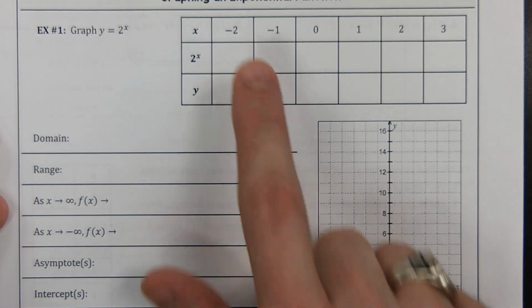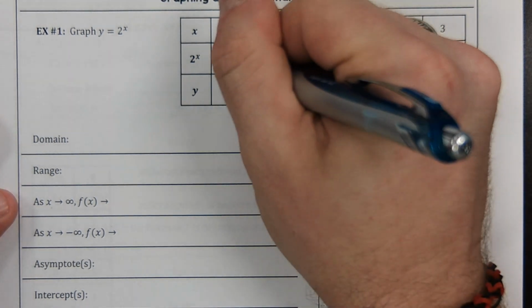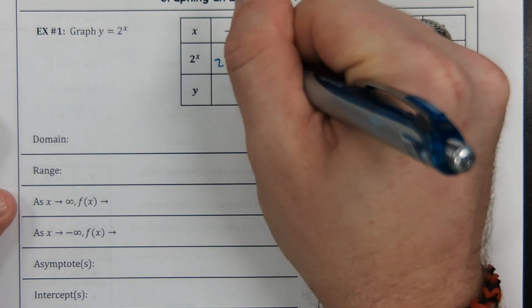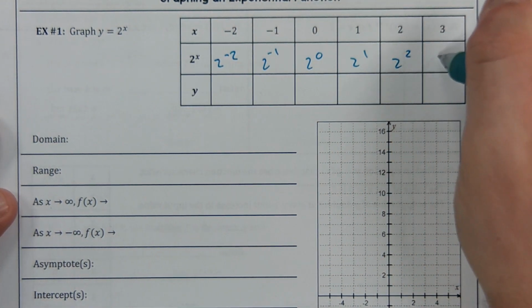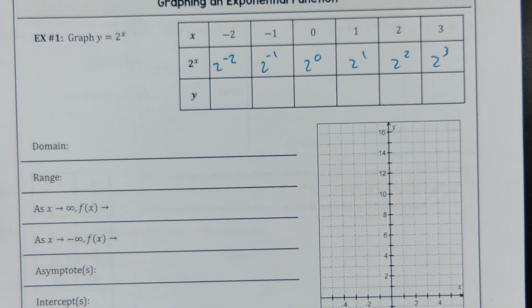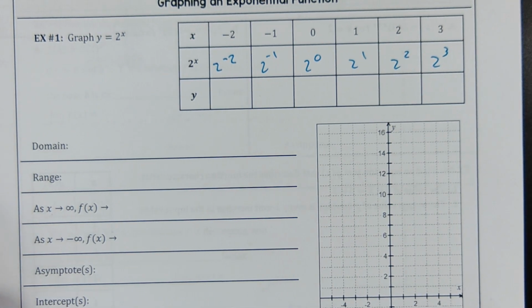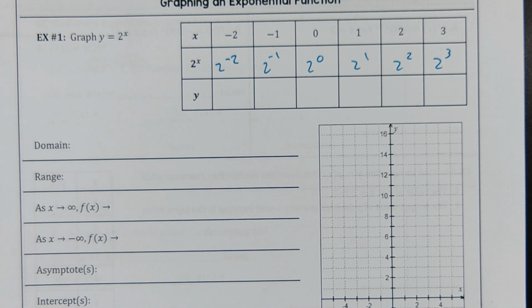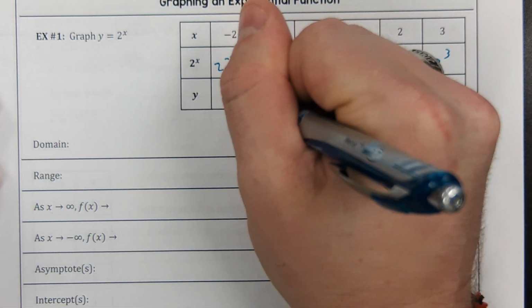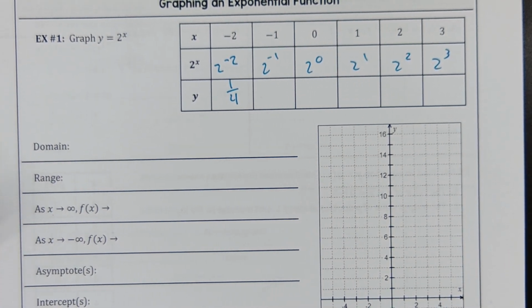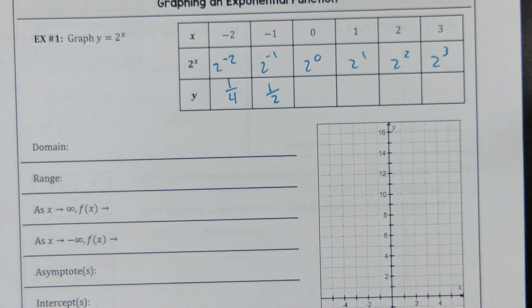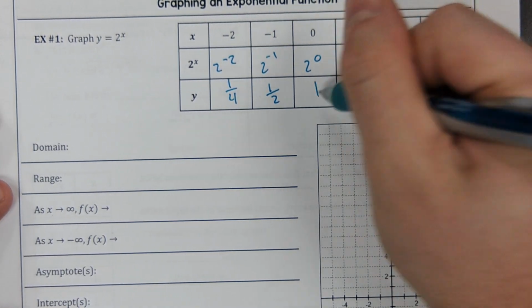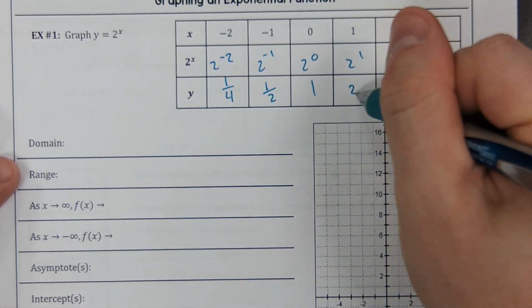Alrighty, this says 2 to the -2, 2 to the -1, 2 to the 0, 2 to the 1, 2 to the 2, and 2 to the 3. Just showing you how you would get these things. Again, this is just algebra 2. But 2 to the -2 is the same as 1 over 2 squared, 1 over 4. 2 to the -1 is 1 over 2. Any positive number to the 0 is 1. And then from there, it's just exponents.